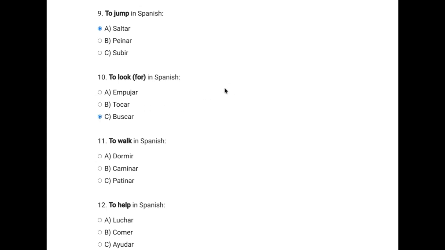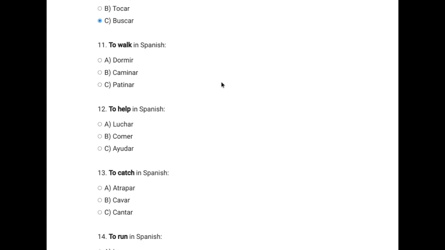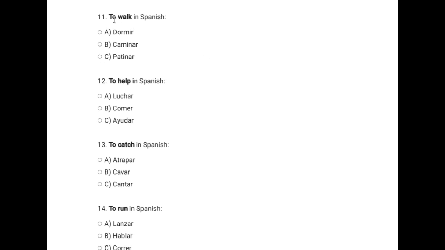Here we have number 11 where it says to walk in Spanish. We have the options dormir, caminar, and patinar. Which one would be the correct answer? The correct answer would be letter B, caminar. To walk in Spanish is caminar.